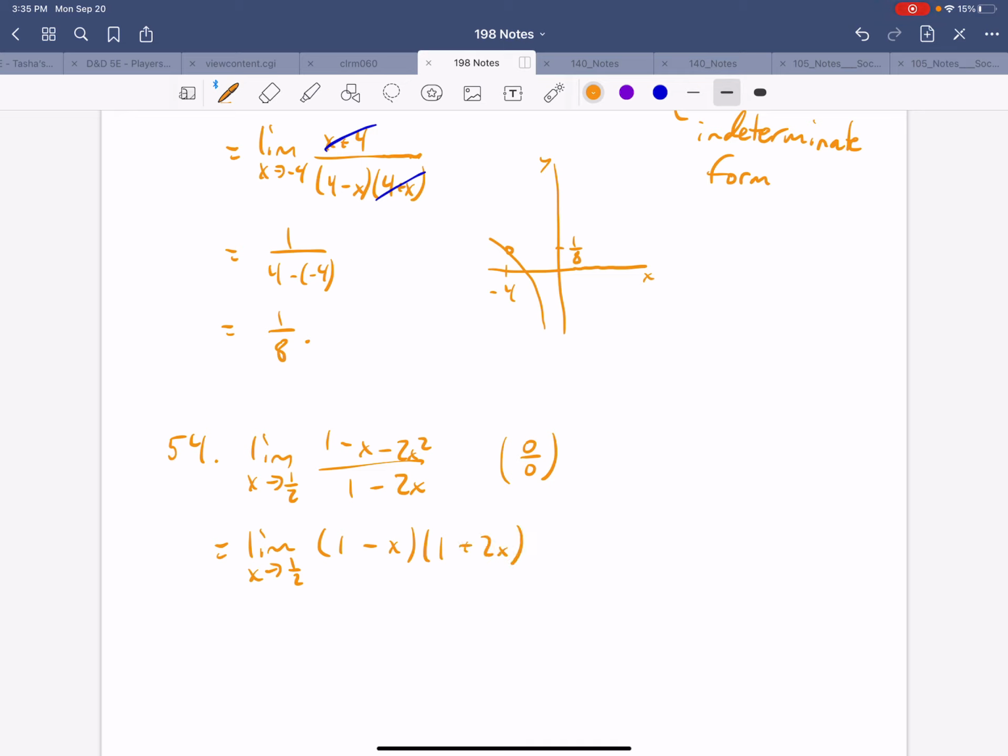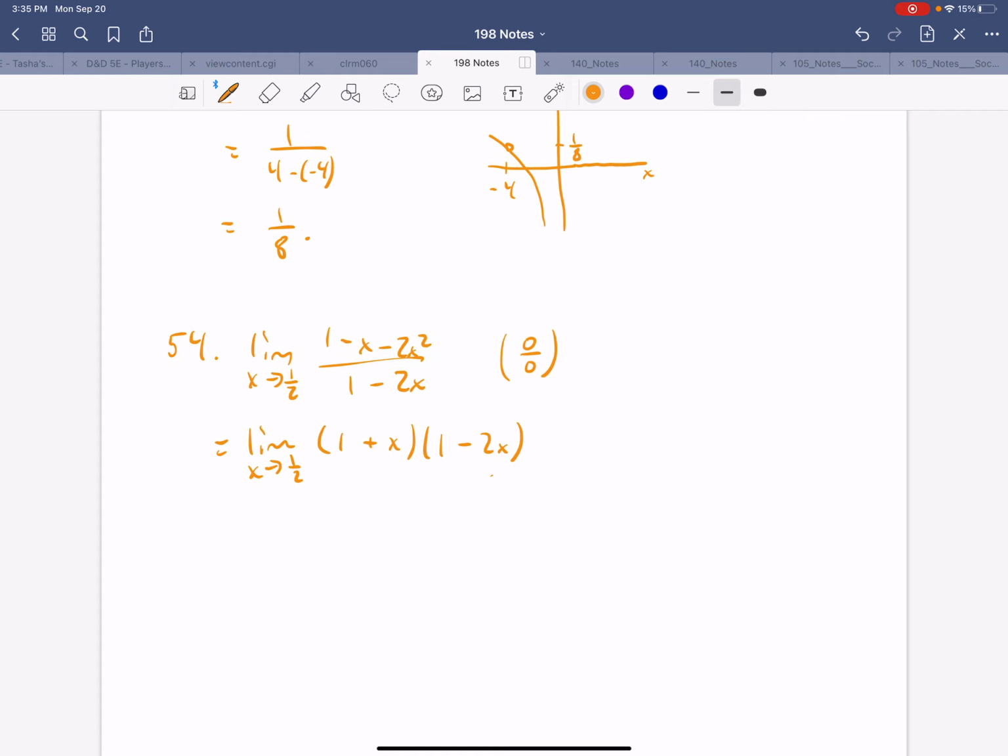Does that work? Let's see. I've got 2x times 1. Nope, I think I did it backwards. I think it's supposed to be that guy, right? Because now I have the OI part of FOILing. I get negative x. Okay? All over 1 minus 2x. And oh, look at that. Cancel so nicely. And we have 1 plus 1/2, better known as 3/2.